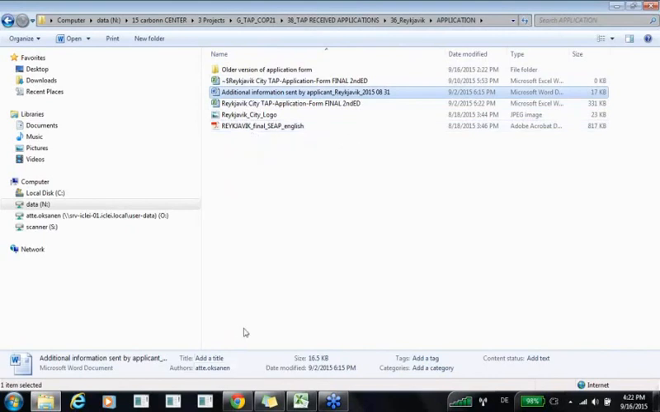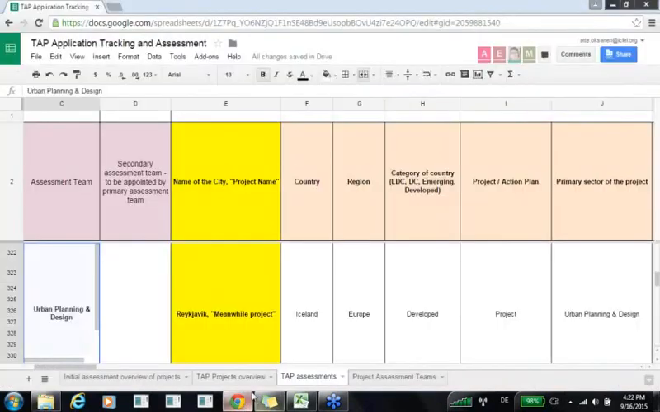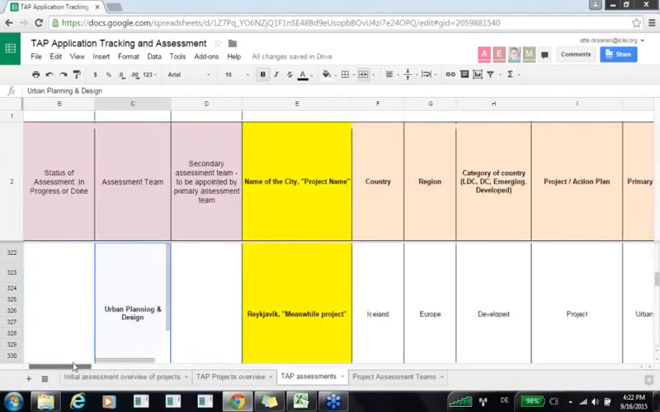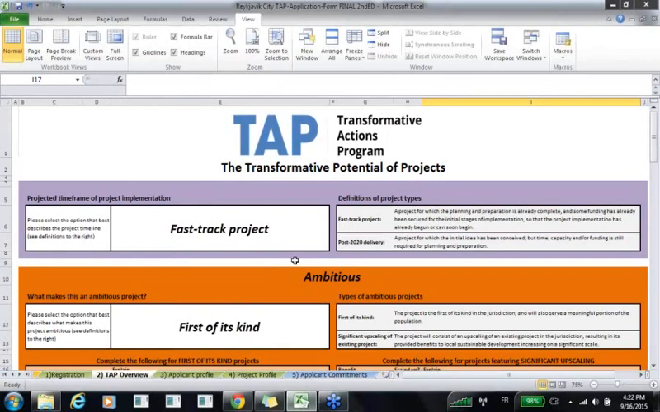However, the assessment itself, and I'll show you how it's done a bit later, is made according to the criteria that can be found in the TAP Overview tab. So the assessment is made on the basis of the entire application, but the method used for reviewing it is according to the criteria that can be found in the TAP Overview.